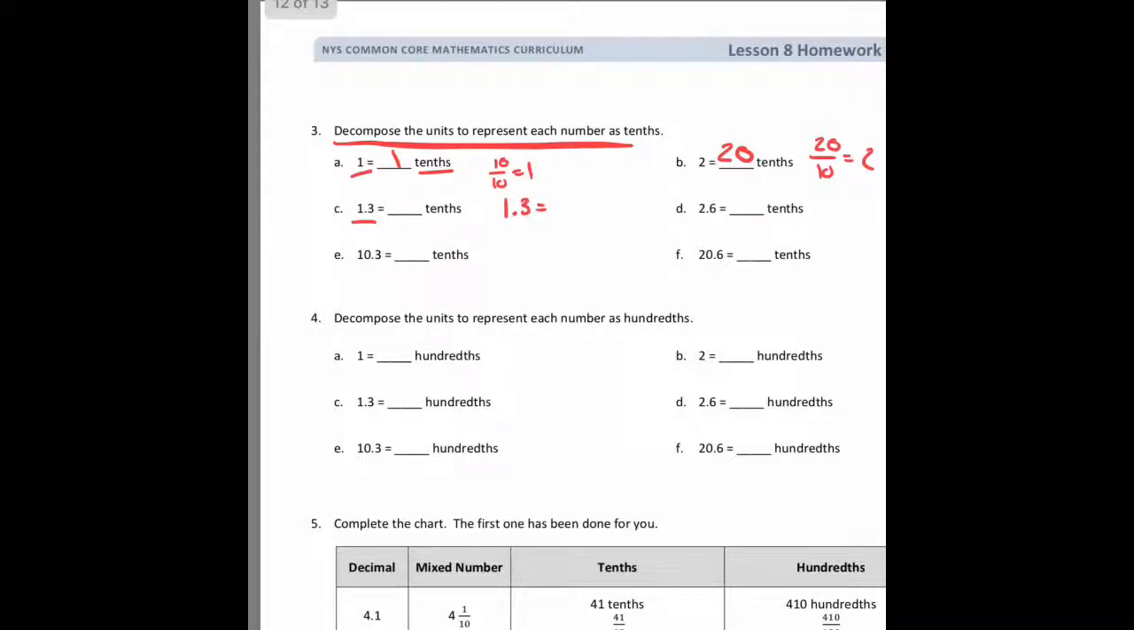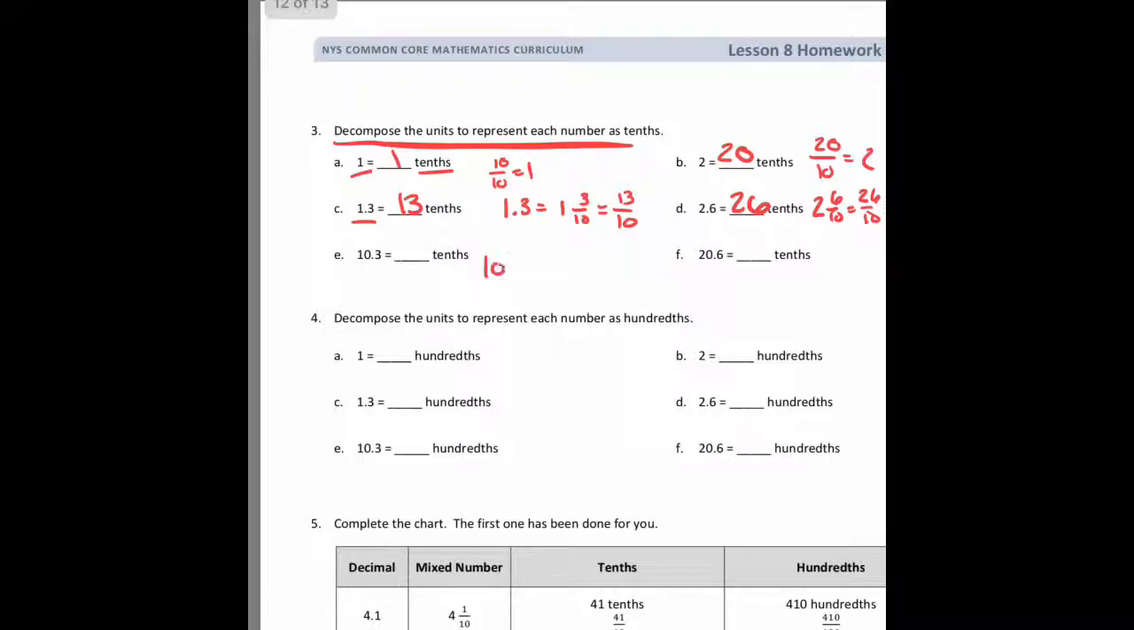1.3 is the same thing as saying 1 3/10. And when I change that into a fraction greater than 1, I get 13/10. So I should get 13/10 here. 2.6 will be 2 6/10, which is the same thing as 26/10.